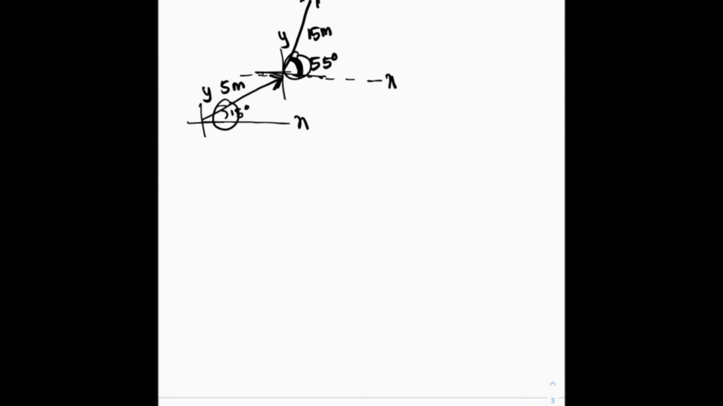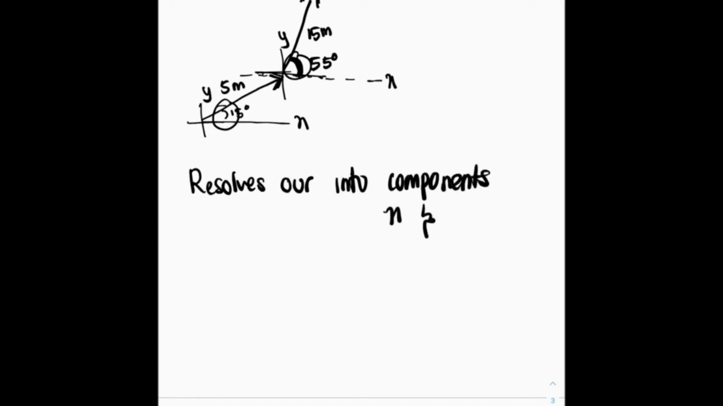So for cases like this, we will have to resolve our vectors into component of x and y. After we resolve our component into x and y, then we can sum them separately, x with the x, y with the y. So for that, we have to first learn to resolve the vector.